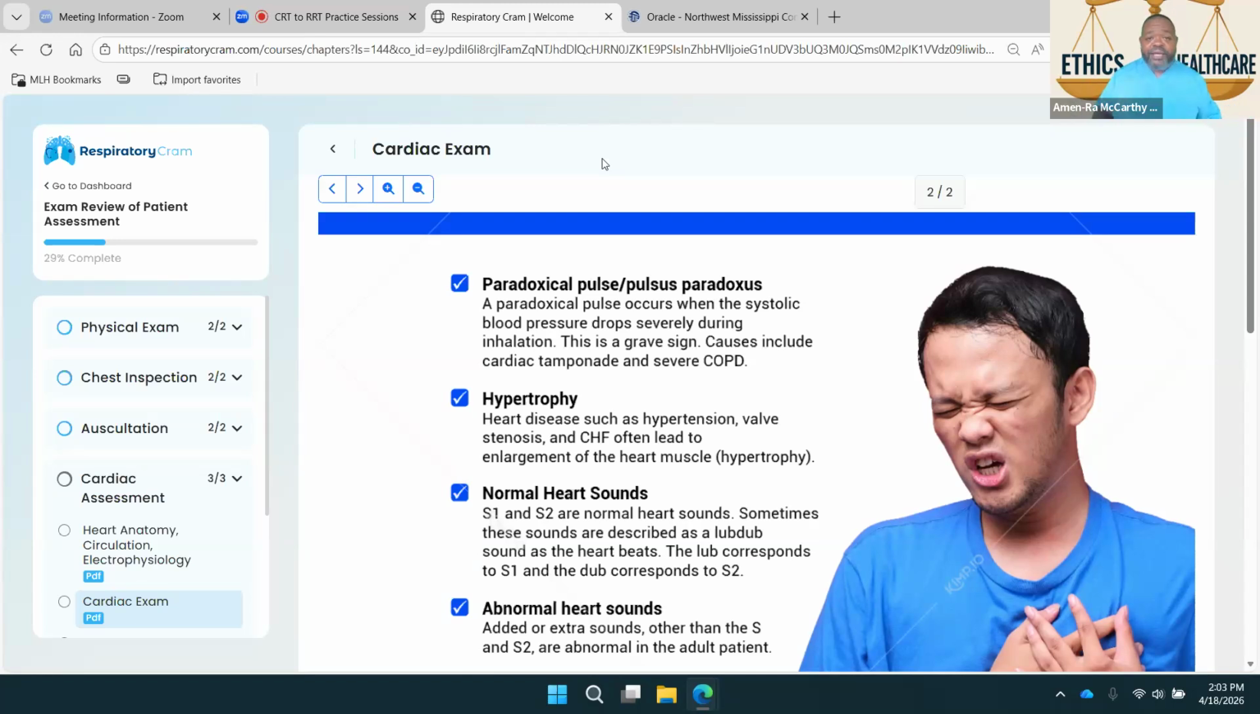Somebody has CHF and the heart is trying its best to pump and is doing it harder and harder, so much so that the muscle itself is getting bigger and bigger. That's not a good thing, okay?